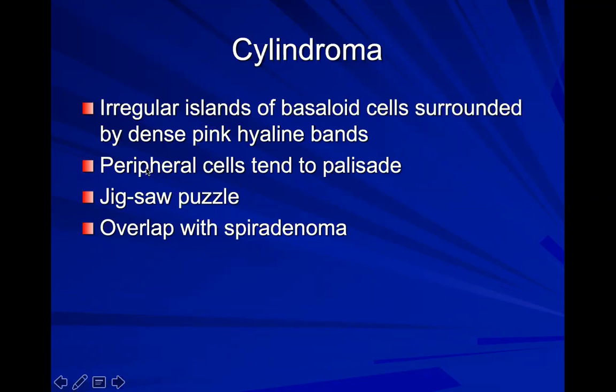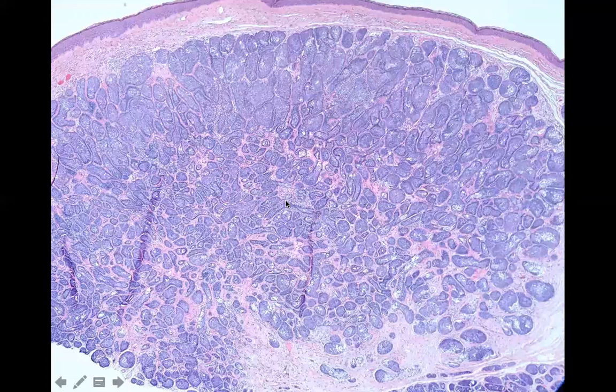You can have this jigsaw puzzle look, and it has a lot of overlapping features with spiradenoma. So we see, you know, in our syndromes that we talk about this, like Brooke-Spiegler, they can have cylindromas or spiradenomas. Well, in the same lesion, you can see features of a spiradenoma, which is more like this version in a blue ball versus this version in jigsaw puzzle pieces, okay? So this one looks more like jigsaw puzzle pieces. As you can see, it's very blue.